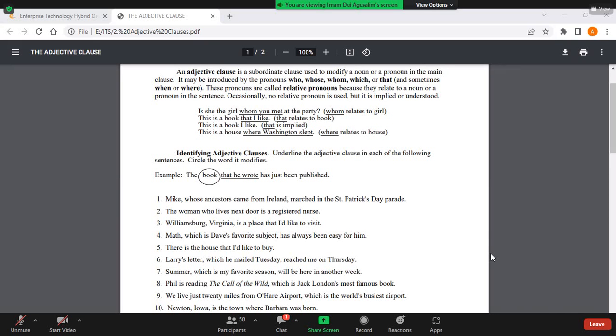Williamsburg, Virginia is a place that I like to visit. Maybe, sir. I'm not sure. No. Give attention to the instruction. Read the adjective clause. Just the adjective clause. Remember, when you talk about the adjective clause, it must be preceded with a marker, always started with a marker or conjunction. The conjunction here is "that." So from "that" to the end is the adjective clause: "that I like to visit." Okay, next one.